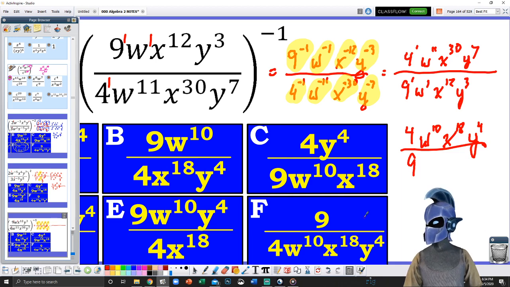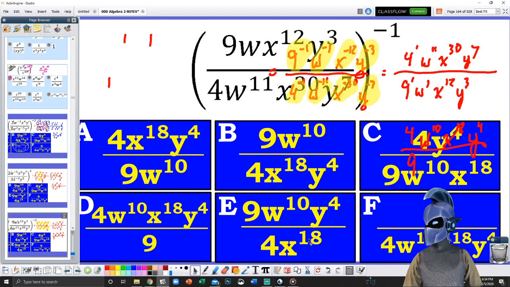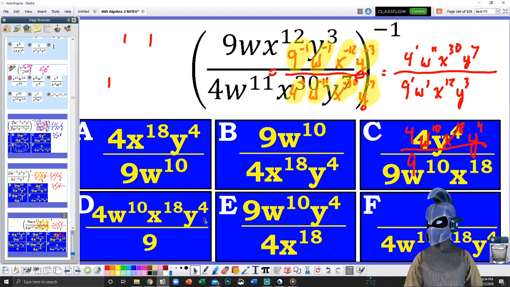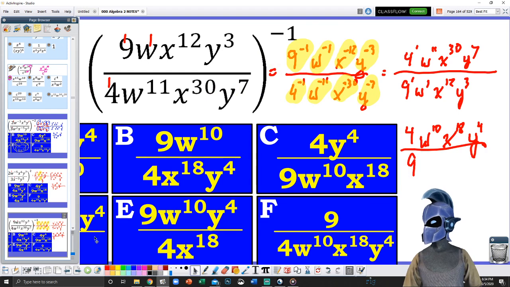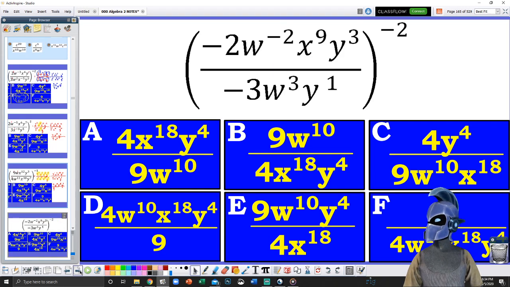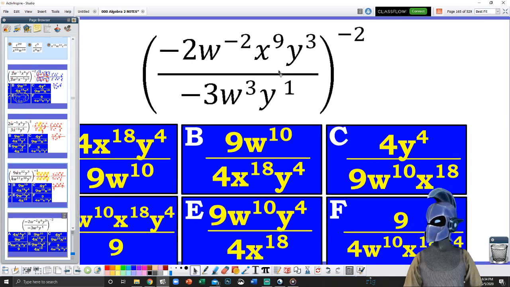So this one looks like it should match way over here. Letter D is what it matches. So you should have chosen D like donkey. All right, final one of these anyways.